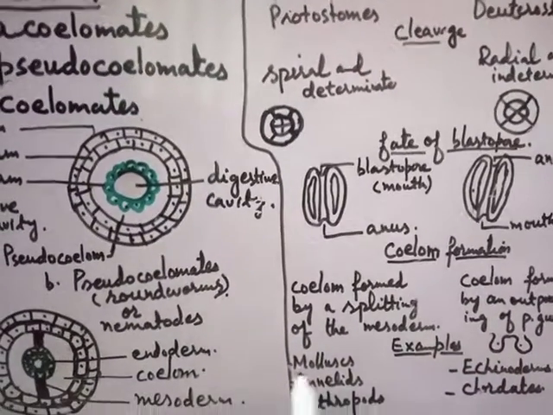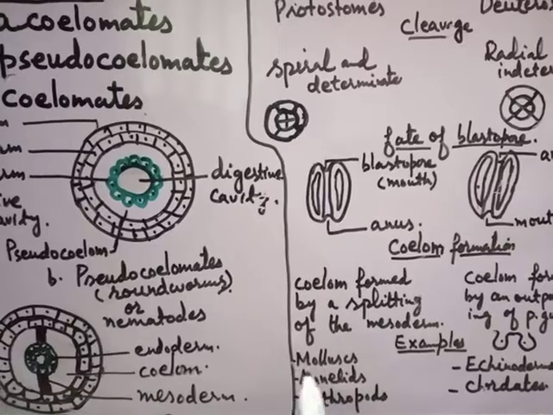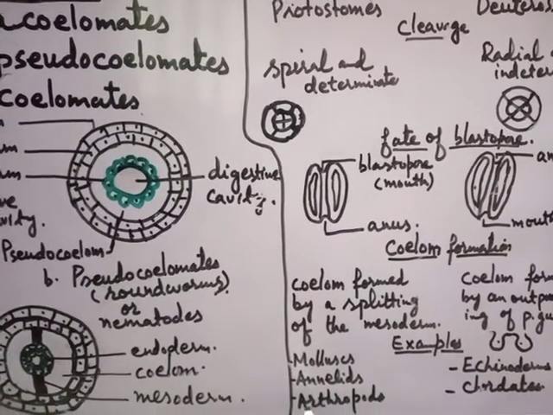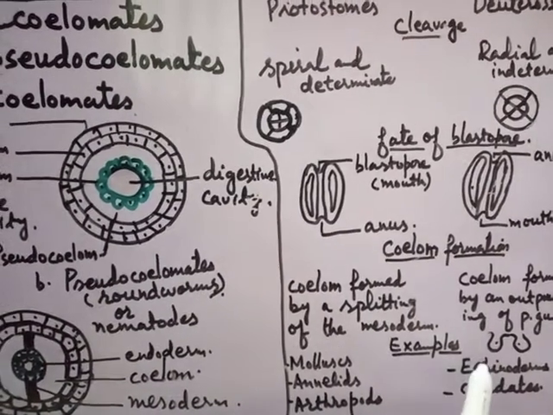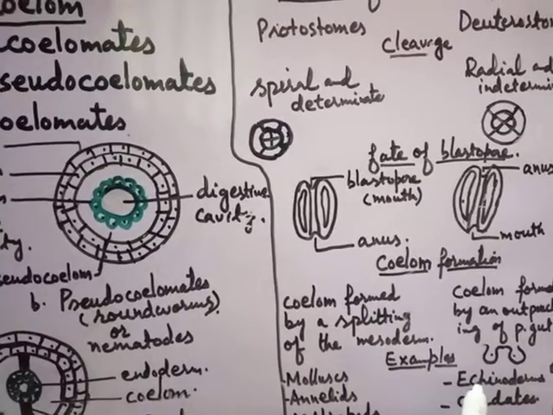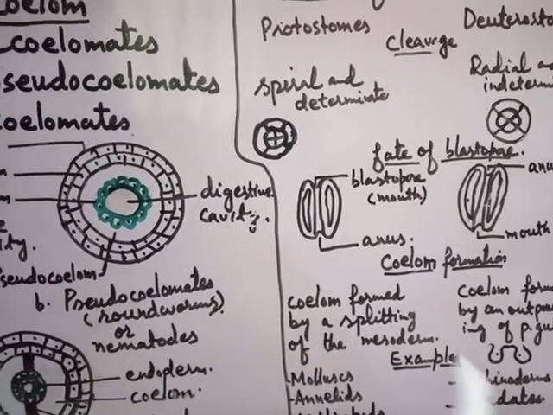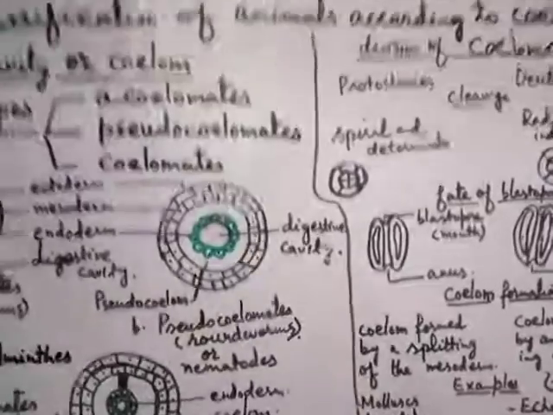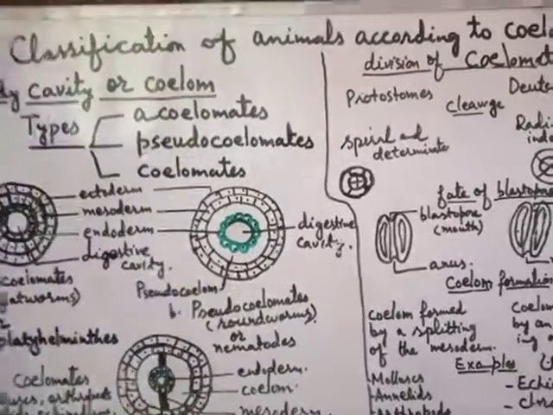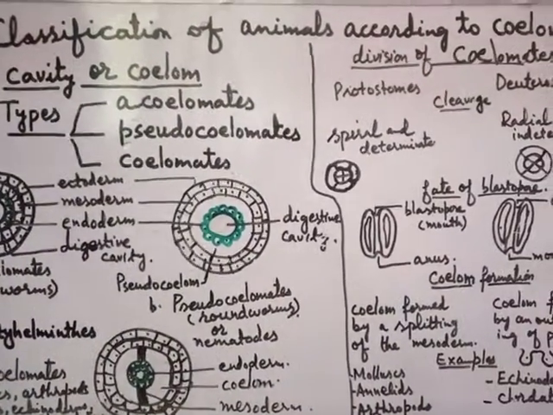Then examples of protostomes are mollusks, annelids and arthropods, while examples of deuterostomes are echinoderms and chordates. So this is all about what? Classification of animals according to what? Coelom. Thank you, students.